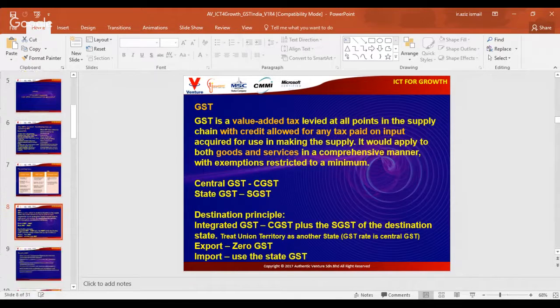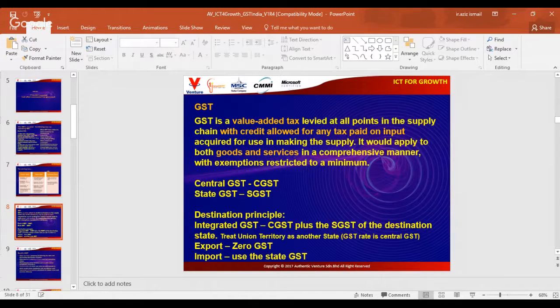Okay, what is the GST? We go back to the theory of the GST. GST is the value added tax levied at all points in the supply chain, with credit allowed for any tax paid on input acquired for use in making the supply. It would apply to both goods and services in a comprehensive manner, with exemption restricted to a minimum.